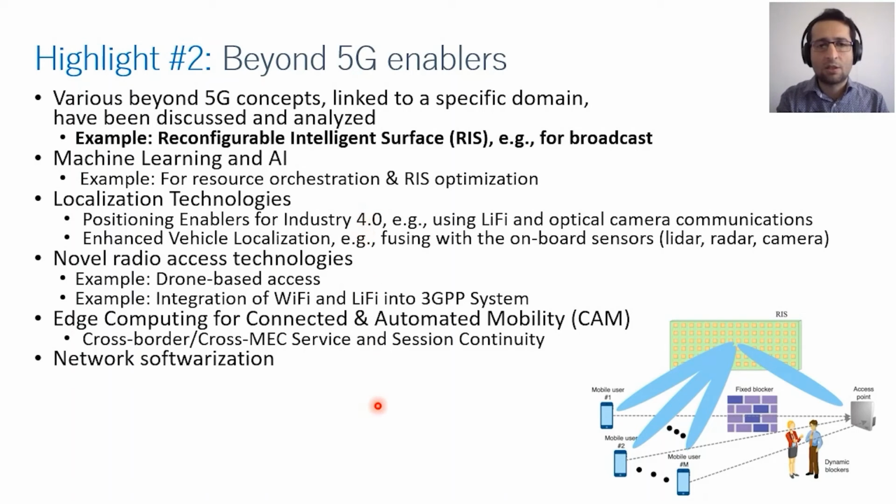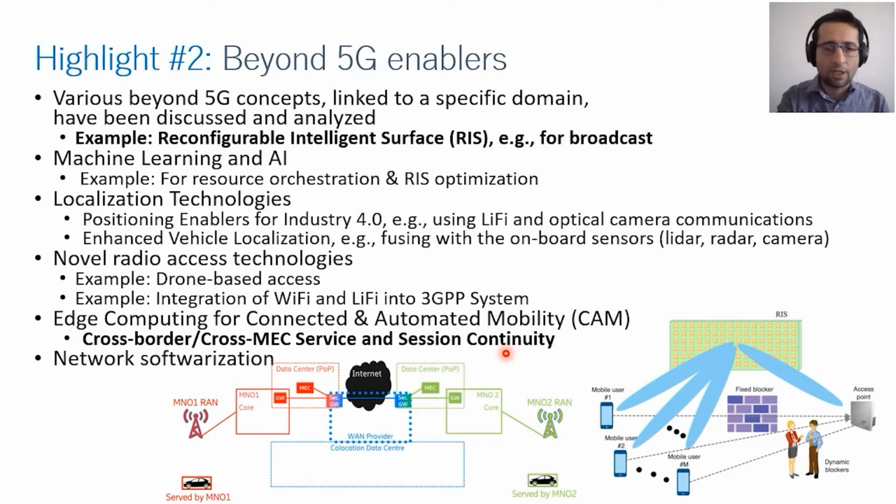Localization technologies for Industry 4.0, as an example, integration of light fidelity and optical camera solutions, and enhanced vehicle localization solutions based on sensor fusion, where we make use of LiDAR, radar, and camera in addition to the vehicle-to-X communications. Novel radio access technologies included drone-based access and the seamless integration of Wi-Fi and light fidelity into the system, and edge computing for connected and automated mobility.